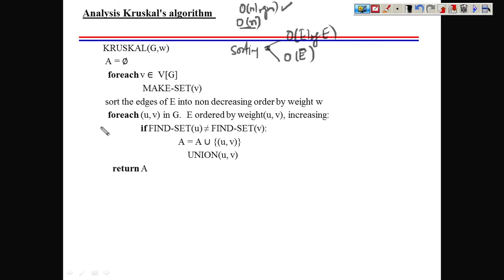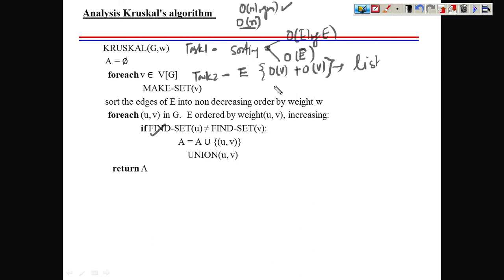Now this is the cost for task 1. For task 2, where we apply the find set and union operations, it all depends on the data structure that we are going to use. If we are using a simple list for the implementation, the cost will be big O of V. You do the find set and union operation E number of times, and it will cost big O of V each if you are using a list data structure. But if we use a disjoint set data structure, then this cost can be reduced.